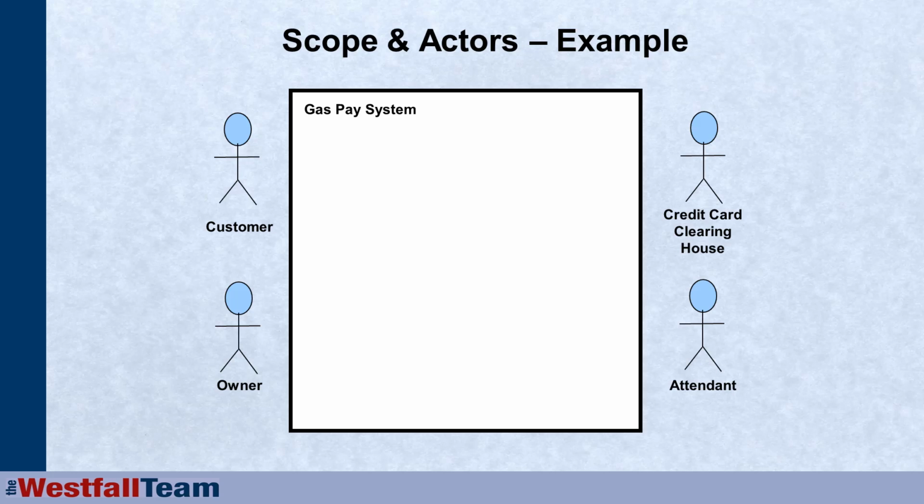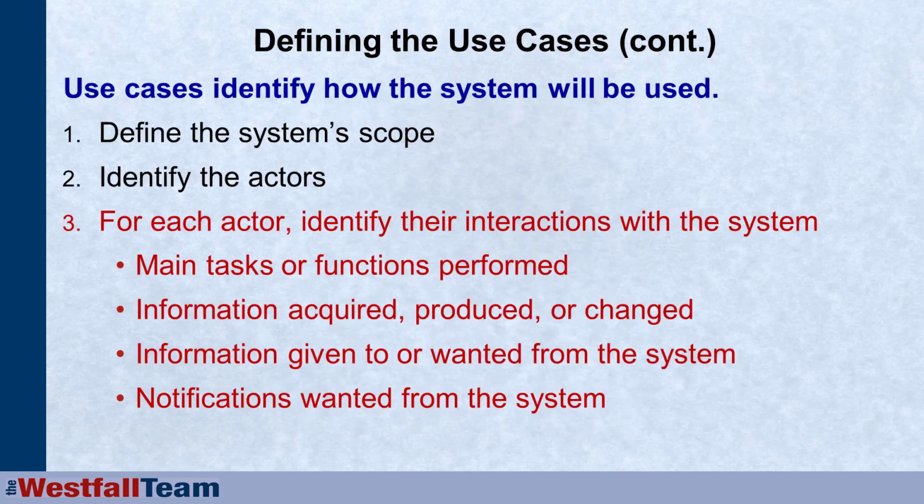You have to define what your system is under consideration. If we looked outside and looked at a larger system like the entire gas station, the owner and the attendant would not be actors because they're inside the gas station. So you define the boundaries of your system. Then the third step in defining use cases is to determine the interactions that those actors are going to have with the system. The main functions or tasks they're going to perform, these are start to finish interactions. Information they're going to acquire, produce, or change, information they want to give to or want to receive from the system, notifications, those kinds of things.